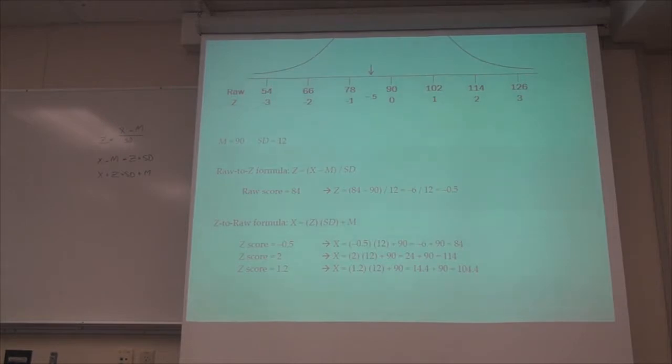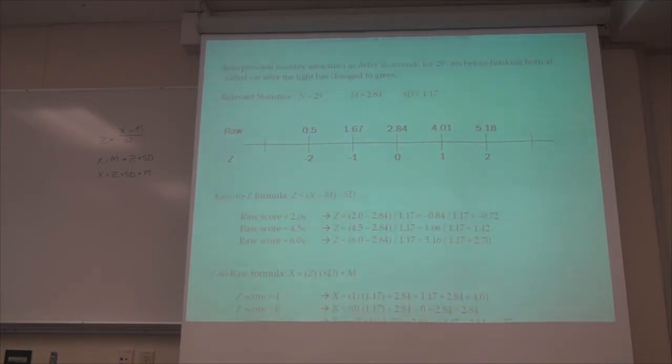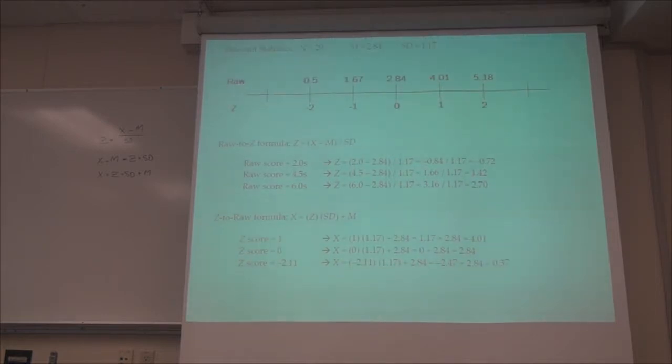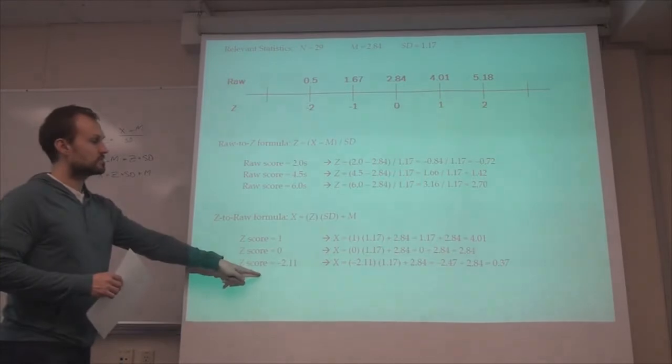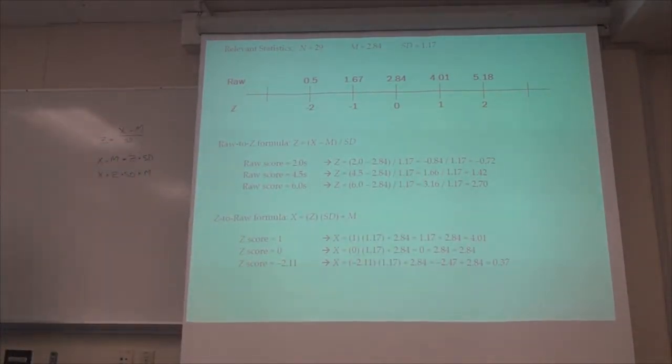I have two things that are related to each other. The actual score, X, is related to the Z score. It's just a conversion between the two. It's just sort of a normalization, standardizing the score. Alrighty, horn honking example. Same thing. Even though the numbers are less pleasant, it's the same thing. Given whatever Z score, convert it back to the actual value.